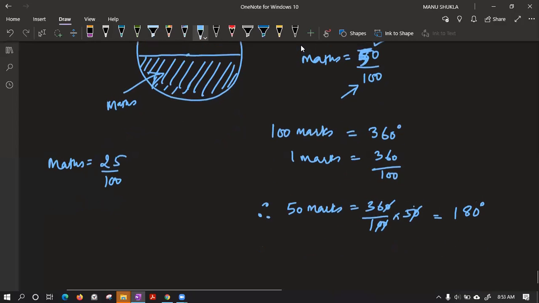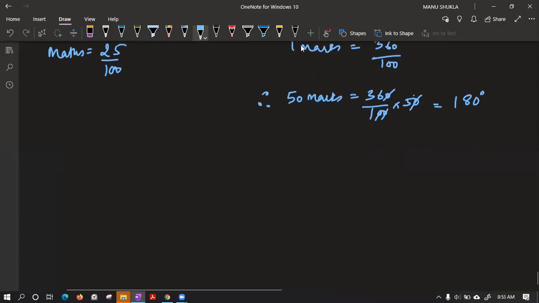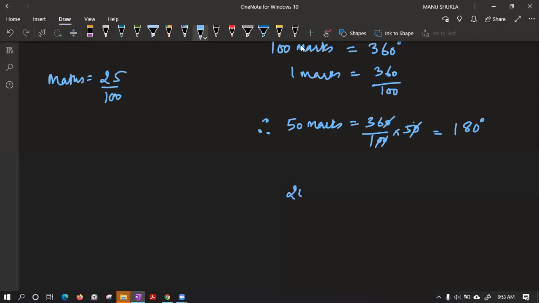Let us see. The same thing will happen. In 50 marks, we multiplied this thing. In 25 also, we will do the same thing. So you will do 360 upon 100 multiplied with 25, and the 0 and 0 cancel.